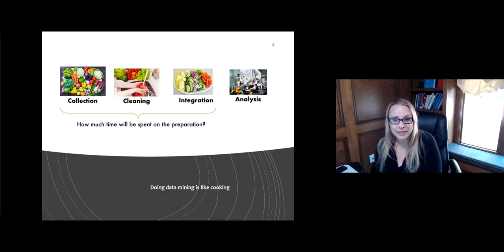But how much time do we spend on that preparation? You actually get to spend most of your time in the data preparation phase. You may spend 60 to 80% of your time doing this part as part of your overall data mining project. So it's going to take a considerable amount of time.